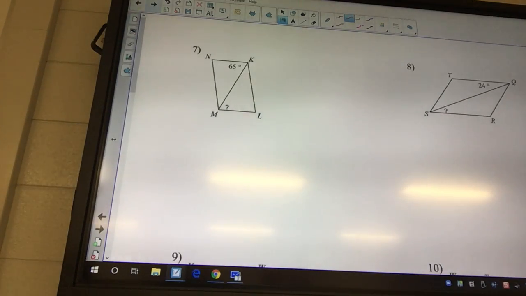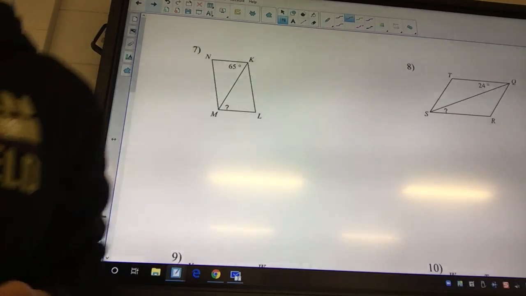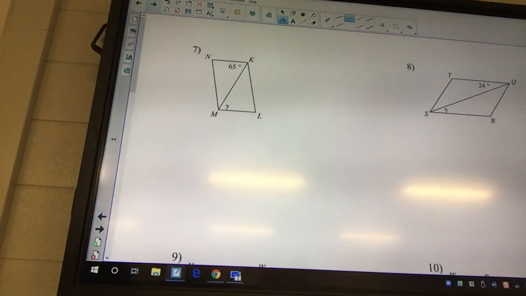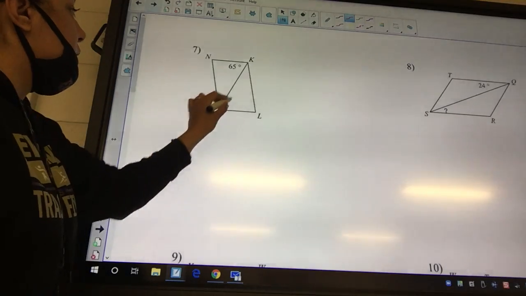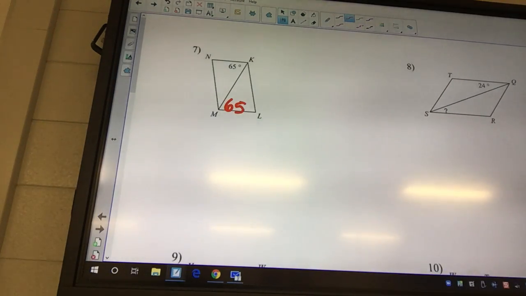Okay, look at 7. I got half of K. I don't want to say half, but part of K is 65. On the opposite side of that line cut through is a question mark. So since they're on opposite sides, what does that mean? They're going to equal. So if this one is 65, then this one is 65. Set is X. Chances are the ones with one number, you're going to put the same number there.